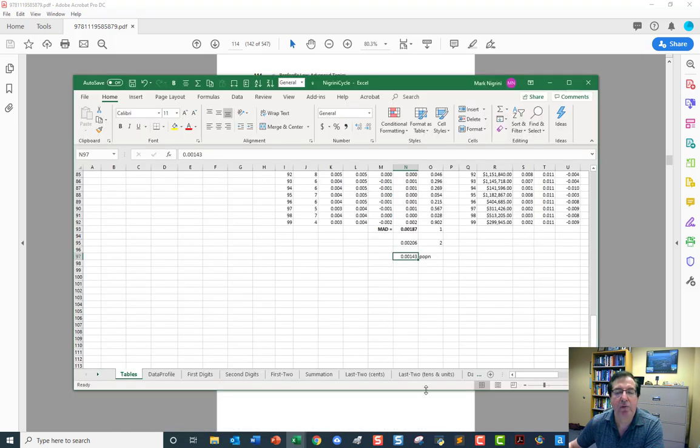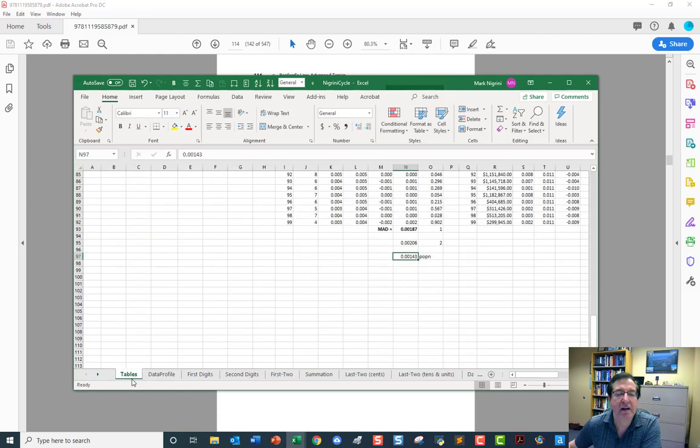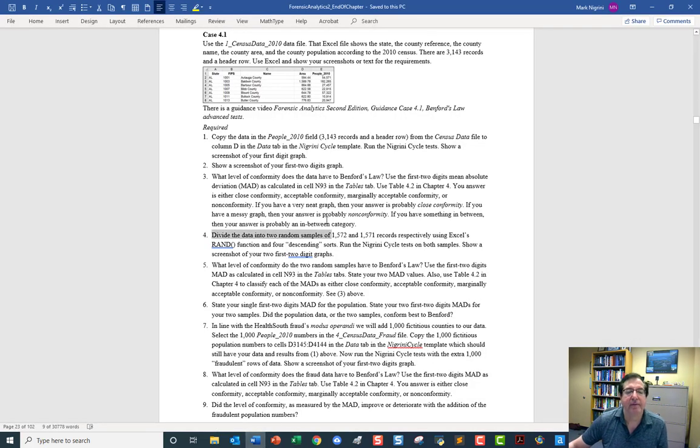So what happened was I divided my data into two 50% samples. The mean absolute deviation, the fit to Benford's law, deteriorated. This is a worse fit. The deviations are larger, and it went from acceptable conformity to marginally acceptable conformity on both counts over there. We ended up with marginally acceptable conformity.